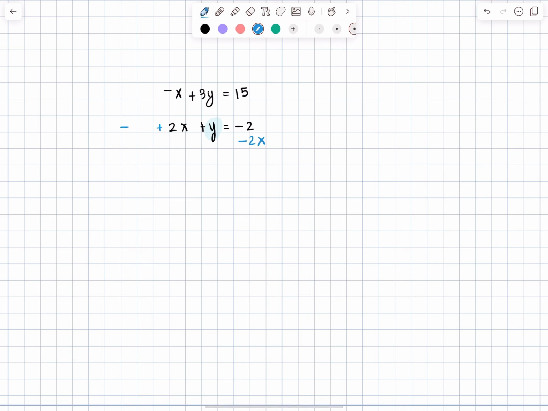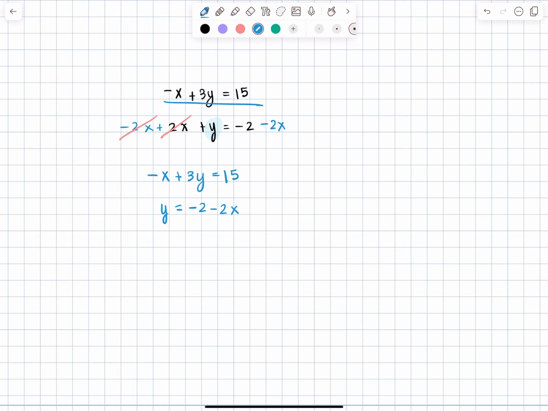I can do it this way. So minus 2x, minus 2x. So now these two cancel out. Plus and minus cancel out. So now we have our new equation, which is negative x plus 3y equals 15, this part stays the same. And we have y equals negative 2 minus 2x.